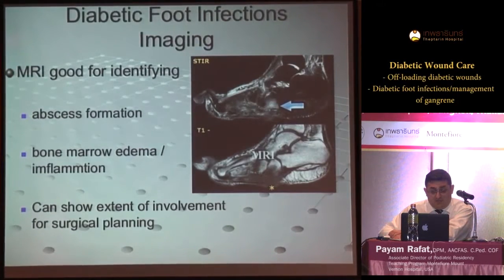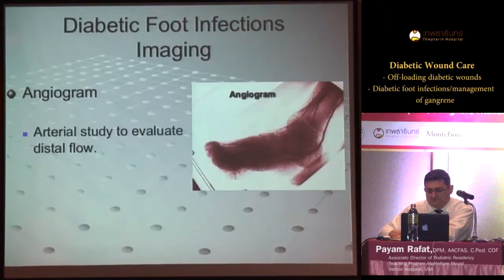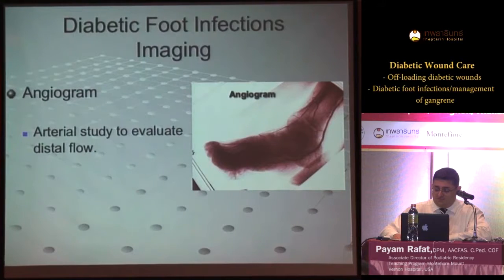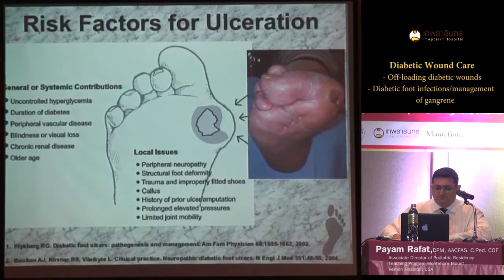MRIs are very useful as well. They can determine abscess formation, bone marrow edema, inflammation, and show the extent of involvement for surgical planning. Angiograms are helpful in assessing the circulation, the flow, because the circulation is critical to get our wounds to heal. Without blood flow, there's not going to be any oxygen, nutrients, growth factors. It's just almost impossible to heal without adequate circulation.